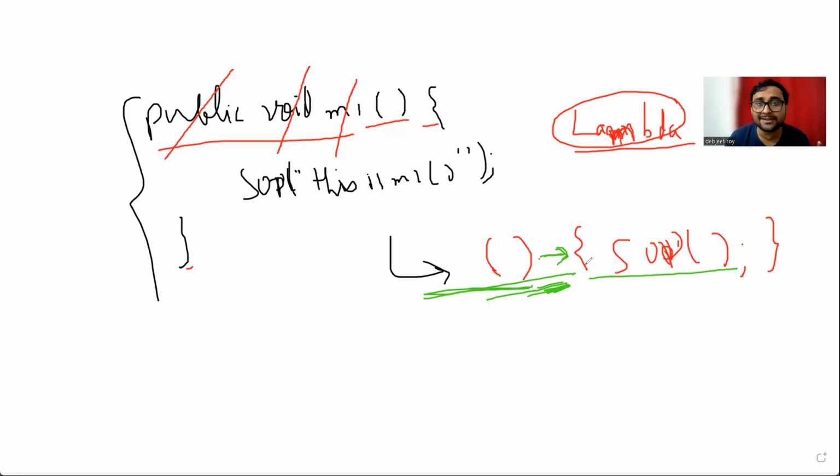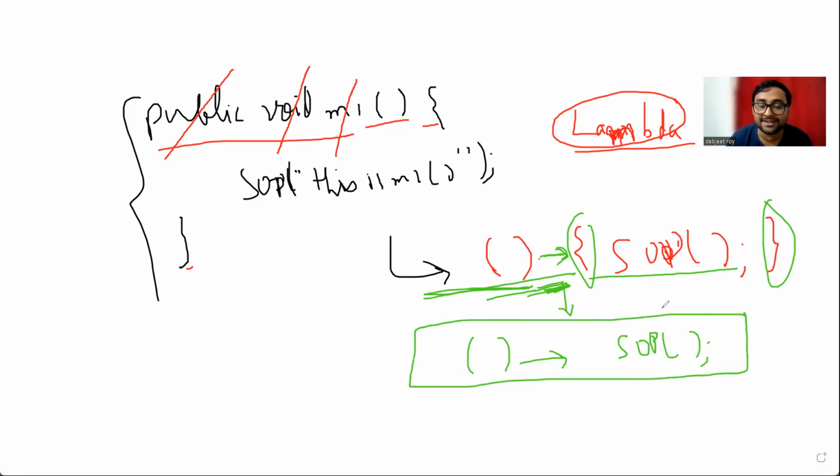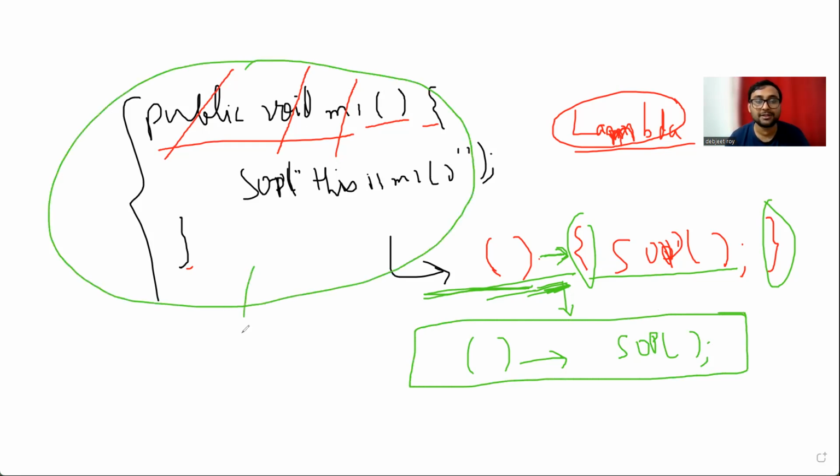If there is only one single line, you can remove the curly braces as well. There is no requirement for curly braces for a single line. So it is reduced to just the SOP, printing something like this. You can see this whole method gets reduced to one single line. This is the major advantage of using a Lambda function.